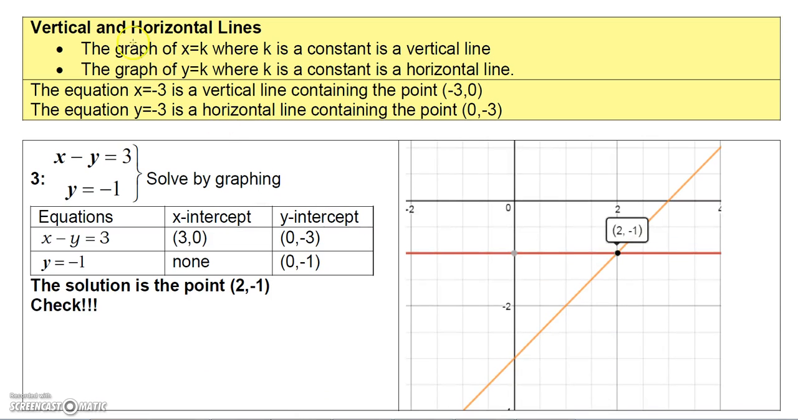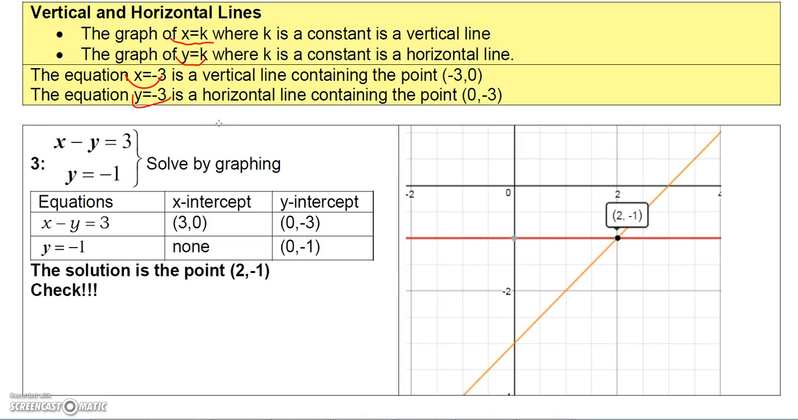Now, vertical and horizontal lines. The graph of x equals k, where k is a constant, is a vertical line, and y equals k is a horizontal line. So for instance, the line x equals -3 is a vertical line containing the point (-3, 0), and y equals -3 is a horizontal line containing the point (0, -3).